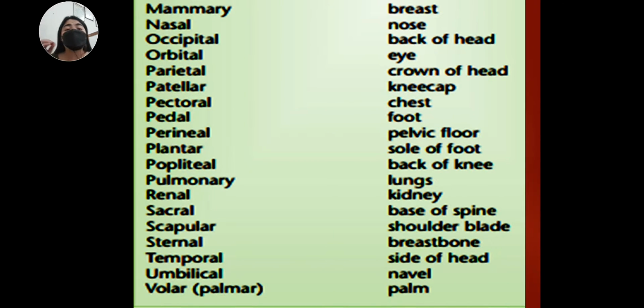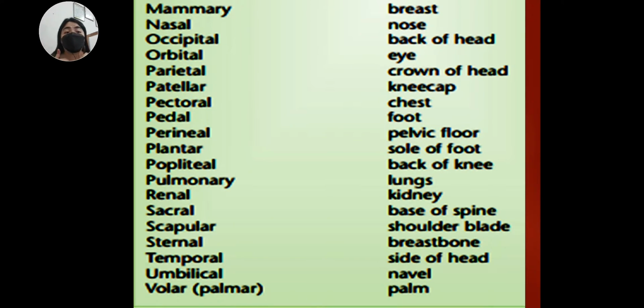Other than those terms, we also have mammary, which refers to the breast. Nasal refers to your nose. Occipital refers to the back of your head. Orbital refers to your eye. Parietal refers to the crown of your head. Patellar refers to your kneecap. Pectoral refers to your chest. Pedal refers to your foot. Perineal refers to the pelvic floor. Plantar refers to the sole of your foot. Popliteal refers to the back of the knee.